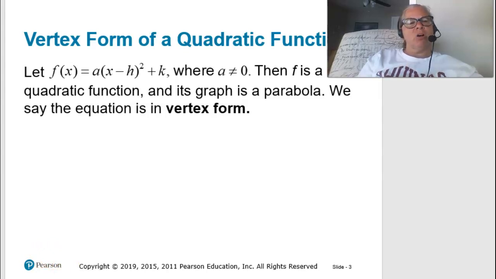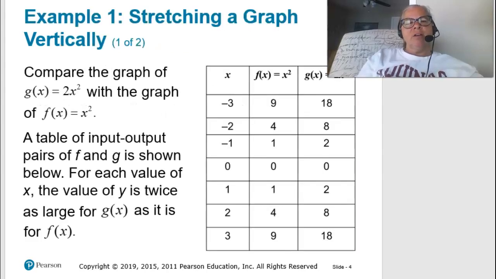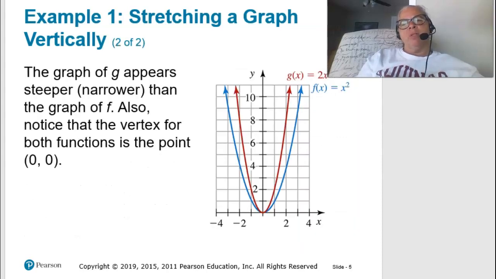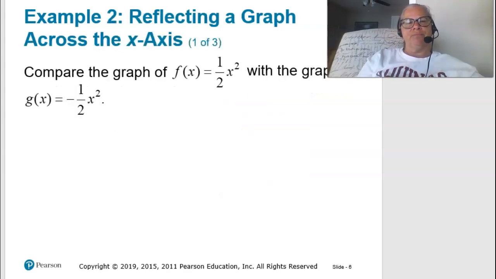So if we look at the next slide and we compare the graph x squared to 2x squared, let's see what the graphs look like. The blue graph is our original function, f of x is equal to x squared, but g of x is equal to 2x squared, or the red, and you can see what 2 does. 2 makes it narrower, but it doesn't change the vertex at 0, 0.